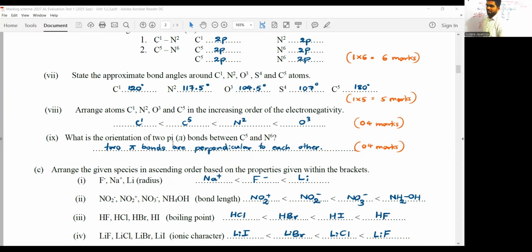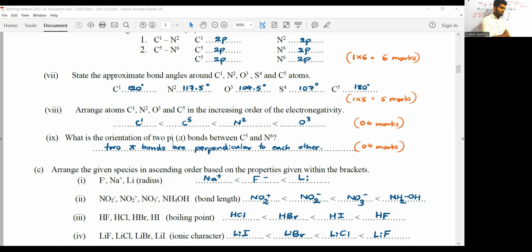But in the A-level exam, you will be given marks for 118, 119, 117, like that. You will get the marks because the answer is actually given as a range. So don't worry about that. But anyway, don't write 120, okay? The angle should be lesser than that.